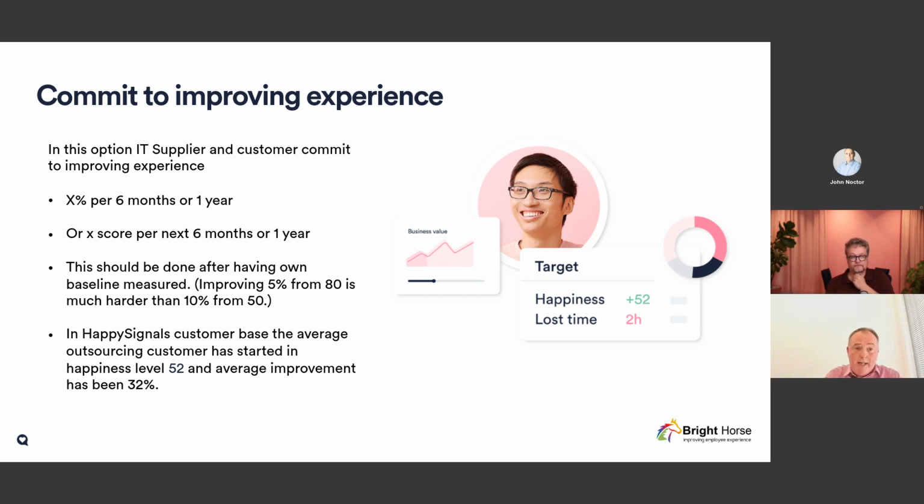And the last point really is a HappySignals number, which says the average outsourcing customer starts at happiness of 52, and over that period of time, the improvement's been 32%, which I think shows that you can absolutely improve experience, although there's probably more to do. I don't know if Sami, you agree with that, but.